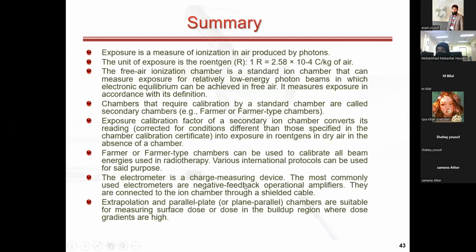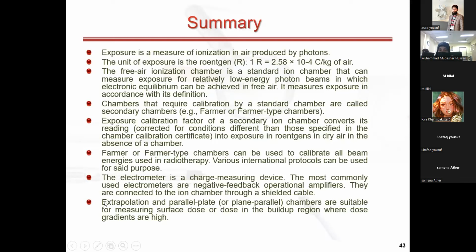An electrometer is a charge measuring device that is connected to the collector electrode of a thimble chamber. Most commonly used electrometers use negative feedback operational amplifiers that can be operated in three different modes: integrate mode, dose rate mode, and direct exposure mode. Farmer type chambers can be used for real-time dosimetry with connecting cables that are long enough. The Farmer type chamber is placed at the radiation generating device, while the electrometer that gives us the readout can be placed outside the room, on the console.